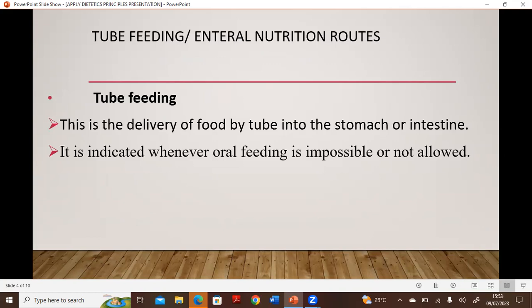Then we are going to move on to tube feeding. Tube feeding is a way of delivering the food by the means of a tube into the stomach or the intestines. Since we said it's partially functioning, the food is now directed into the stomach or the intestine. And it is indicated normally when an individual has impossible or unallowed oral feeding. We have two major routes that are normally used in enteral nutrition.